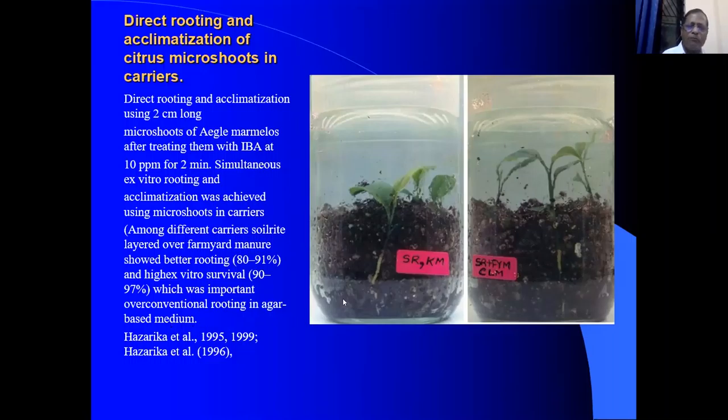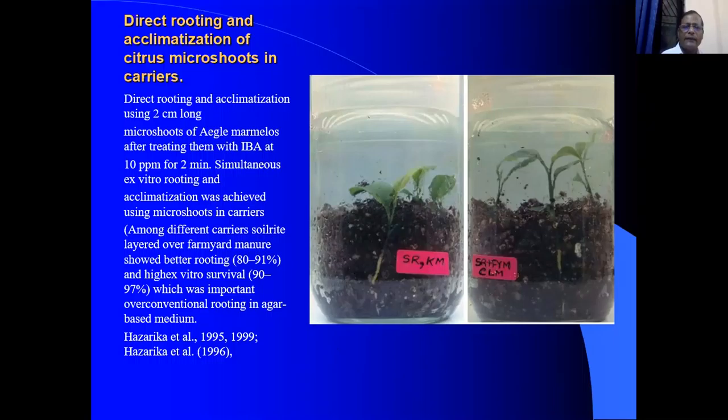In general, what happens is the microshoots are put in the agar-based medium, and therefore there will be a lot of contamination problems, and the rooting percentage ultimately is less as compared to this. This is a very good method of direct rooting and acclimatization of different microshoots like citrus and bael, which are of the same family Rutaceae, and this is possible, and this is shown here.